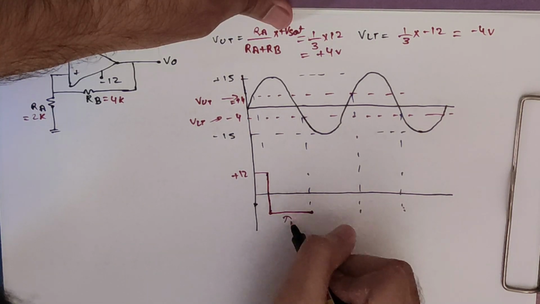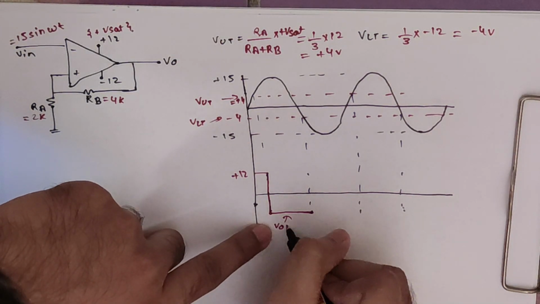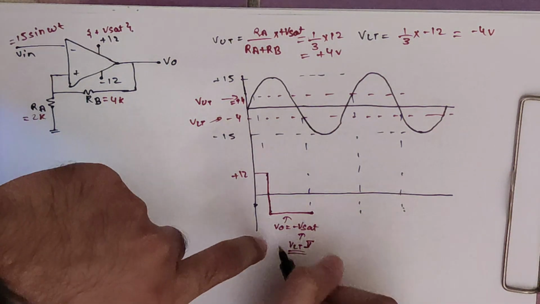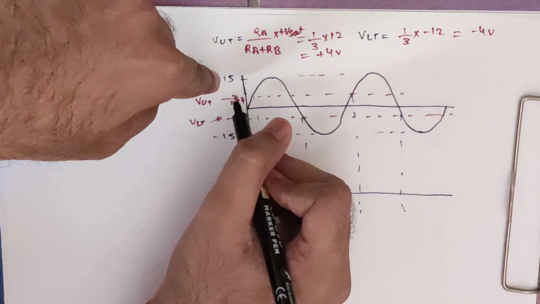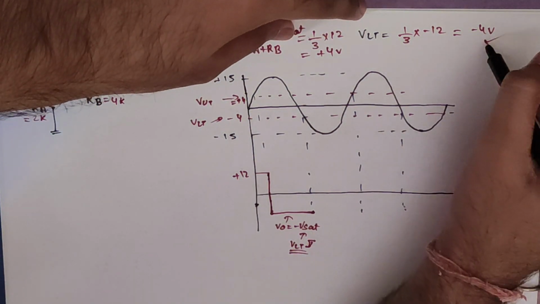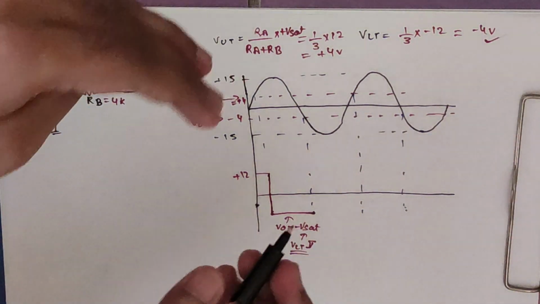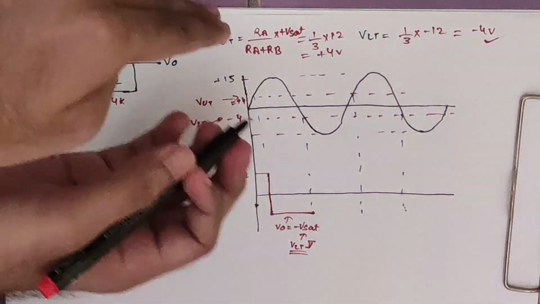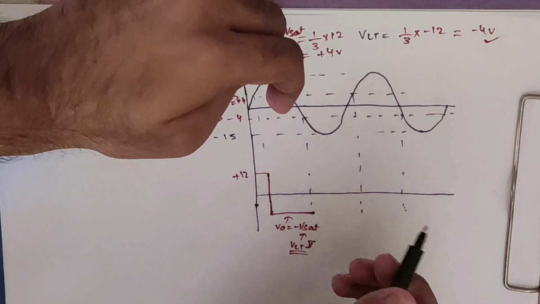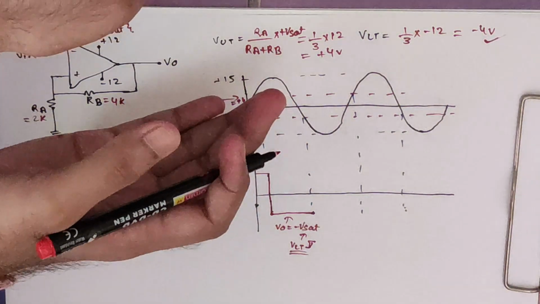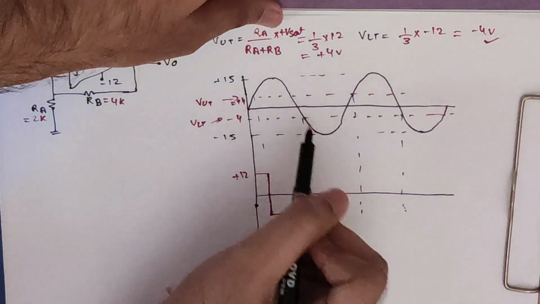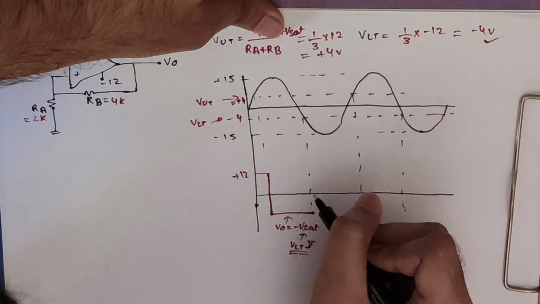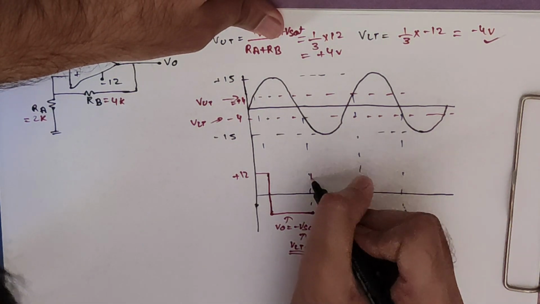Now since at this phase our output voltage is minus Vsat, it means our lower threshold voltage will be active. So now we will compare our input voltage with this lower threshold voltage, minus 4 volt. As soon as our input voltage becomes less than VLT, our output voltage will change from minus Vsat to plus Vsat. You can see at this instant our input voltage is getting less than VLT, so our output voltage will change from minus Vsat to plus Vsat.